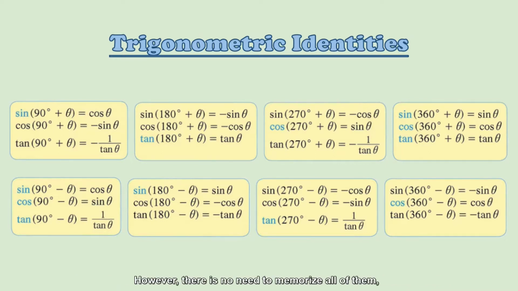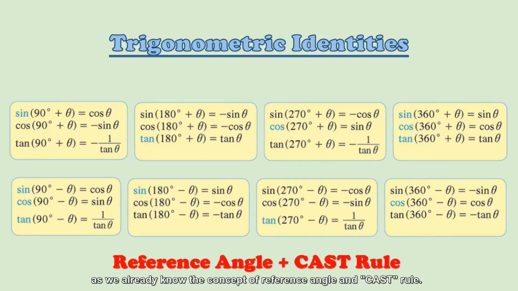However, there is no need to memorize all of them, as we already know the concept of reference angle and cast rule. If we can apply these 2 concepts, we should be able to derive all the trigonometric identity results on our own.